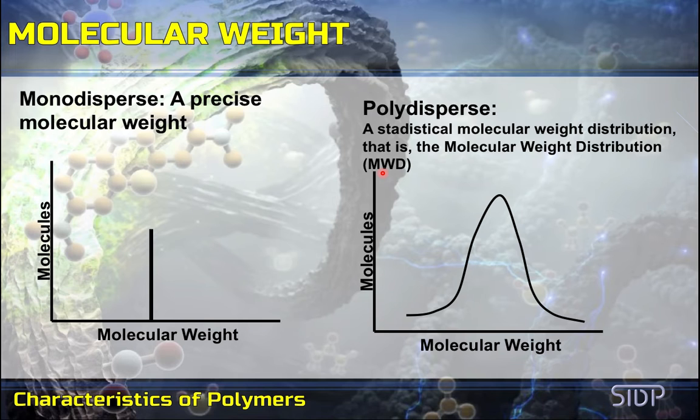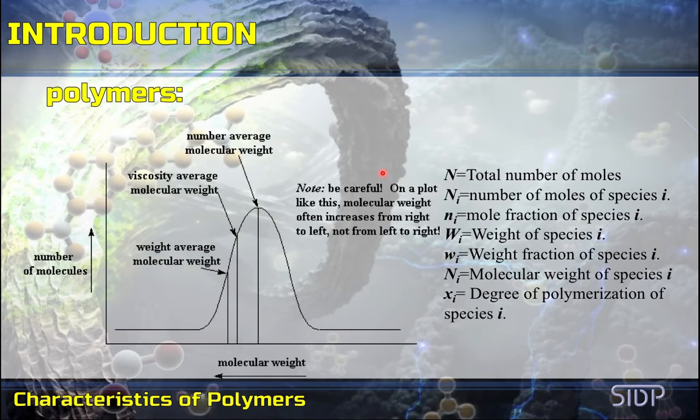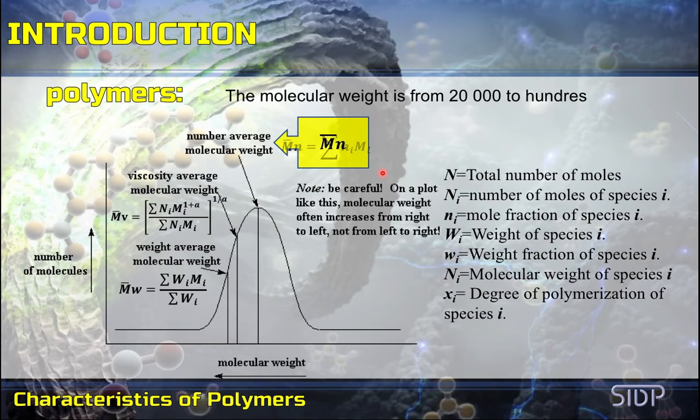Since a polymer consists of molecules of different size and weights, it's necessary to calculate an average molecular weight or an average degree of polymerization. The molecular weights commonly used in the characterization of a polydisperse polymer are the number average, weight average, and viscosity average.